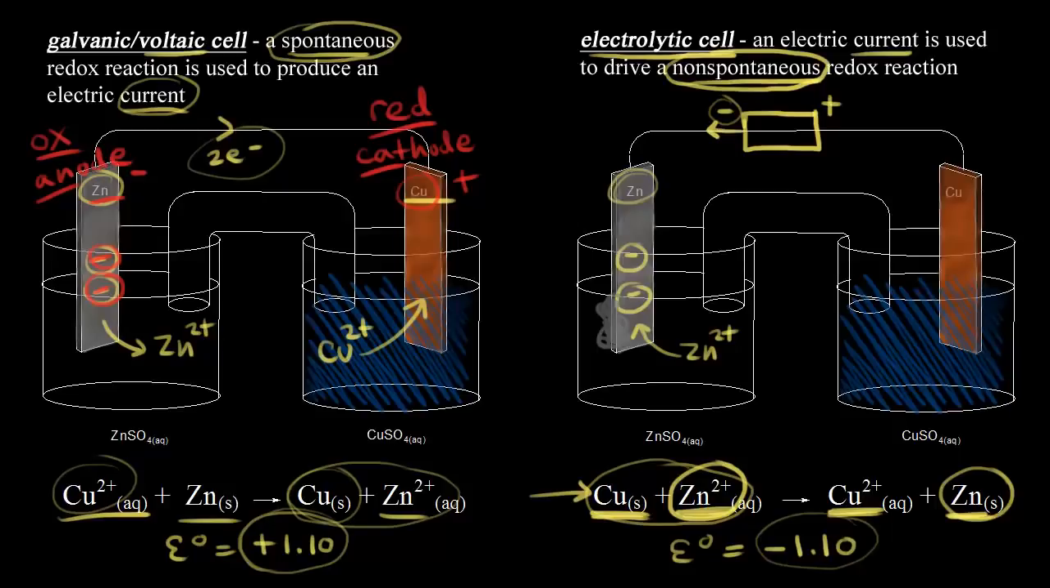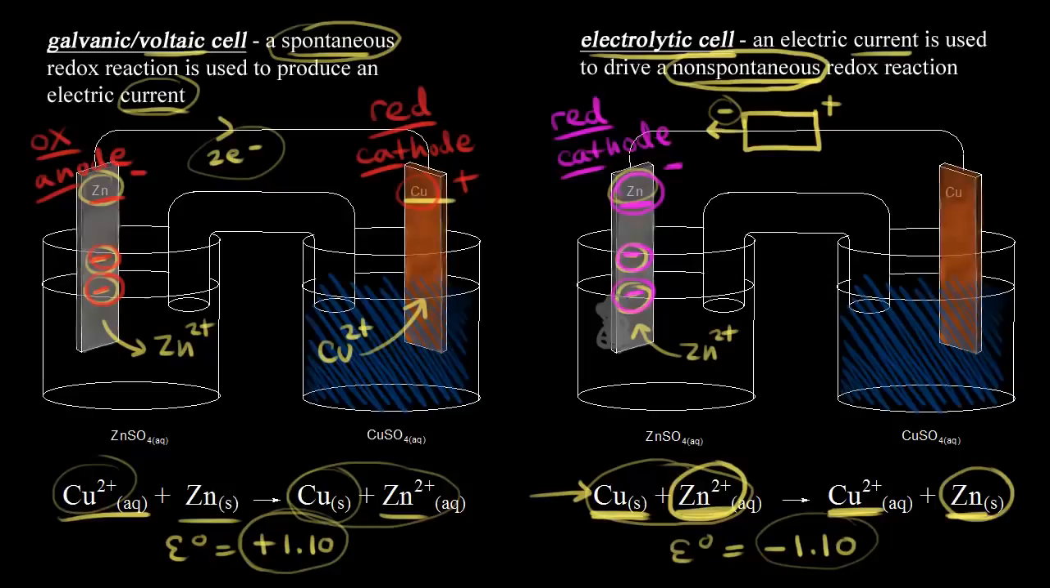So zinc 2 plus gaining 2 electrons to form solid zinc is reduction. Gain of electrons is reduction. So this time, reduction is occurring at our zinc electrode, and reduction occurs at the cathode. So the zinc electrode is our cathode. So once again, red cat. The zinc electrode is more negative, right? So we've had electrons forced onto the zinc electrode. That makes this our negative electrode.